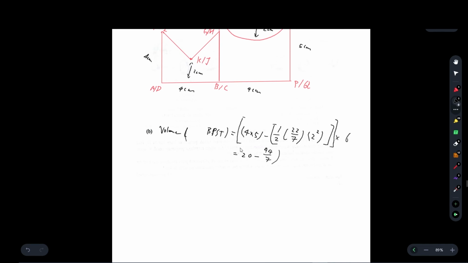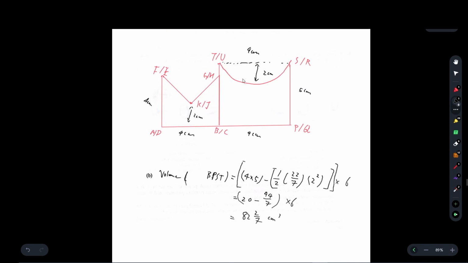Then 44/7 times 6, and then 20 minus that, and then times 6, and we will have 82 and 2/7. Okay, so that's the volume of this shape right here.